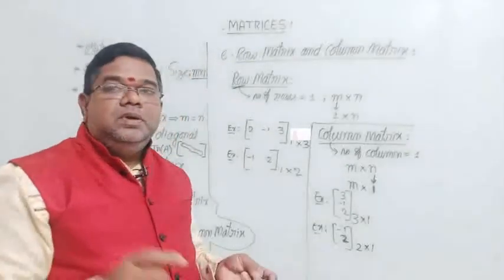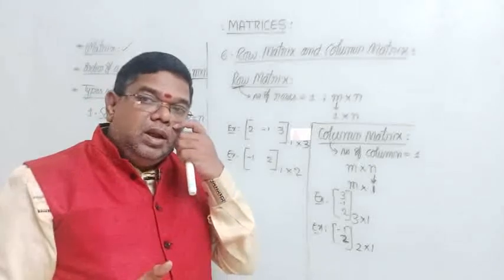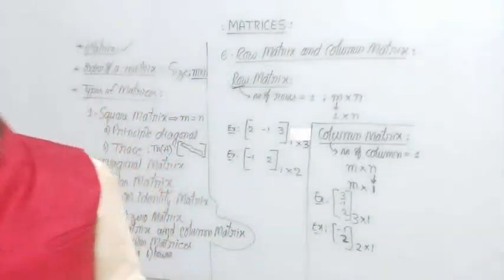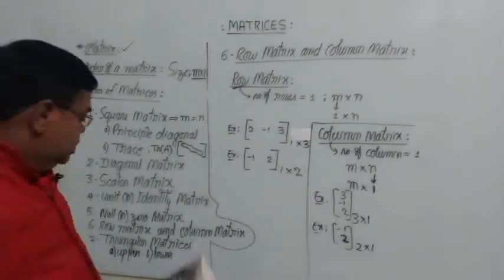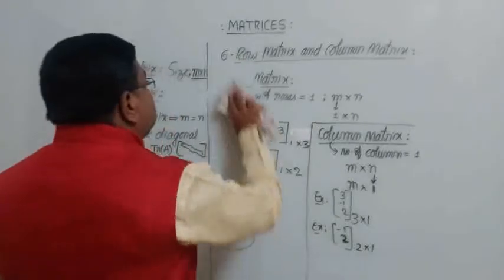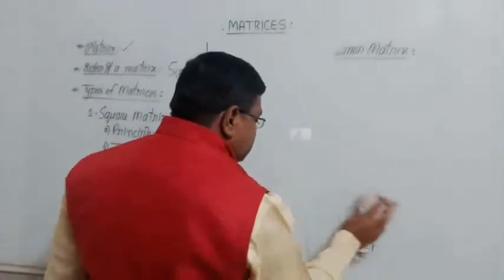Row matrix means having only one row. Column matrix means having only one column. So those are called the row matrix and column matrix. Now the last one is triangular matrices. What is meant by triangular matrices?